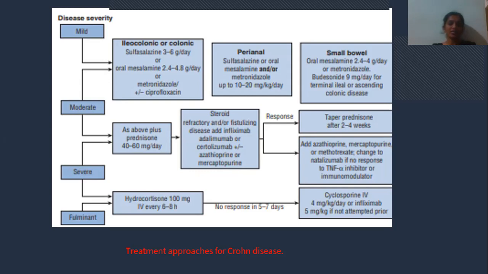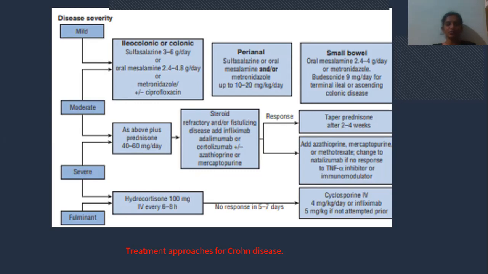If it is moderate to severe, then along with the oral aminosalicylates and antibiotics, we are going to add steroids. For remission and maintenance of remission because of the steroids, we can add infliximab or immunosuppressive agents. Then we have to check the response. If the response is okay, then we have to taper the dose of prednisolone after 2 to 4 weeks, and we also need to add immunosuppressive agents.